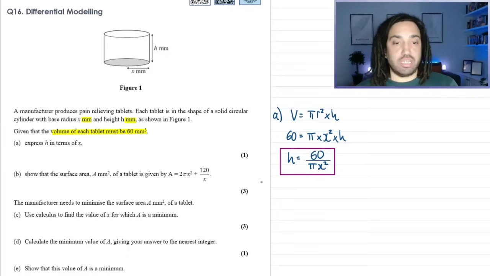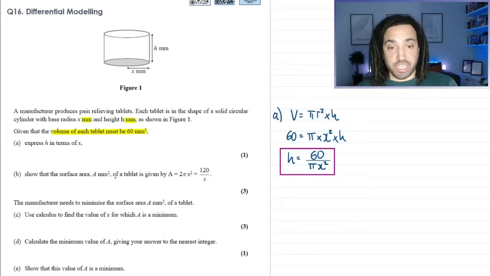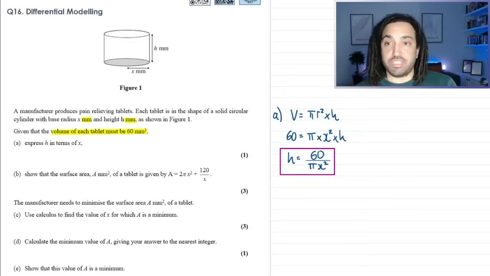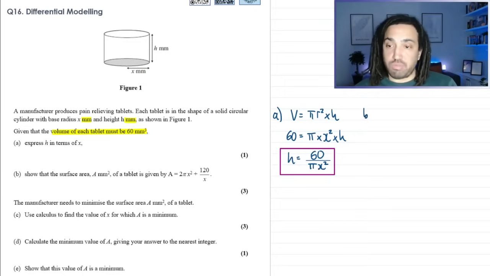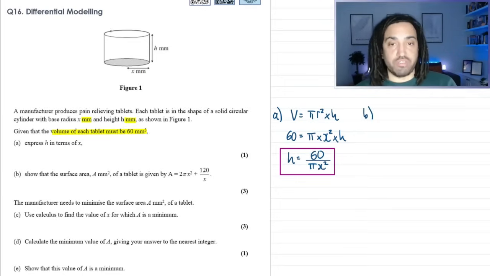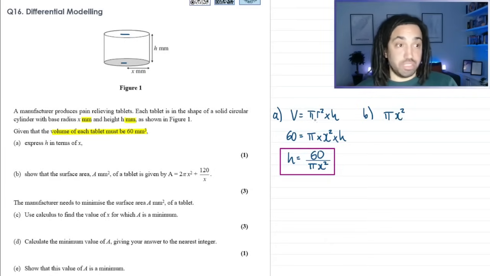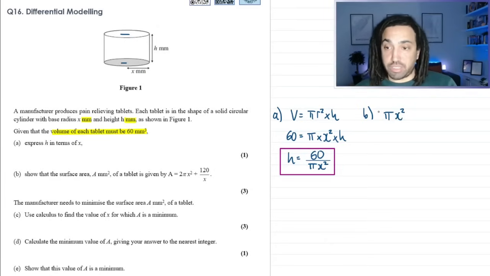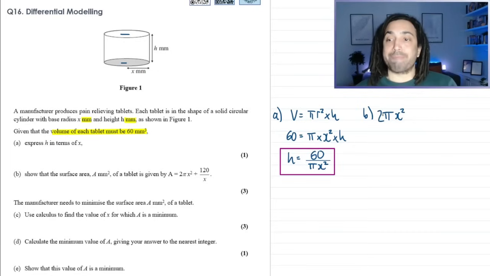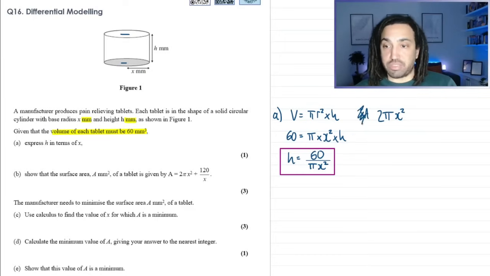Okay, next, show that the surface area of the tablet is given as follows. Okay, well, the surface area of the cylinder is the lid, which is pi r squared, in this case pi x squared. The base, which is also pi x squared, so that is 2 lots of it. Let me just write surface area equals, or they just call it A, so just A equals.